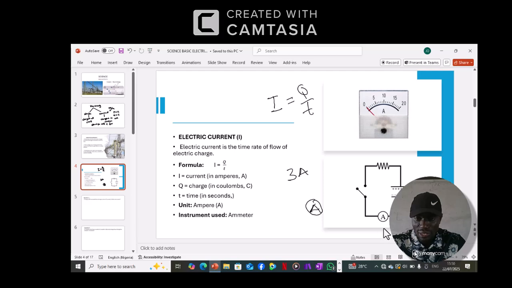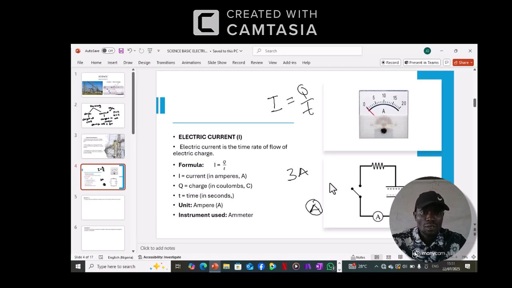Whenever you see this symbol, it means in this kind of circuit we have an ammeter connected at that part. All these lines we are seeing here are wires, and this one here is a key. I'm going to explain that one later, but let's just concentrate on electric current.